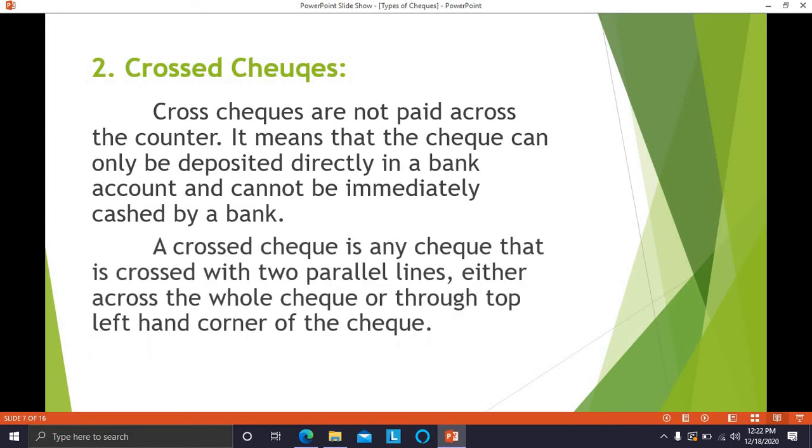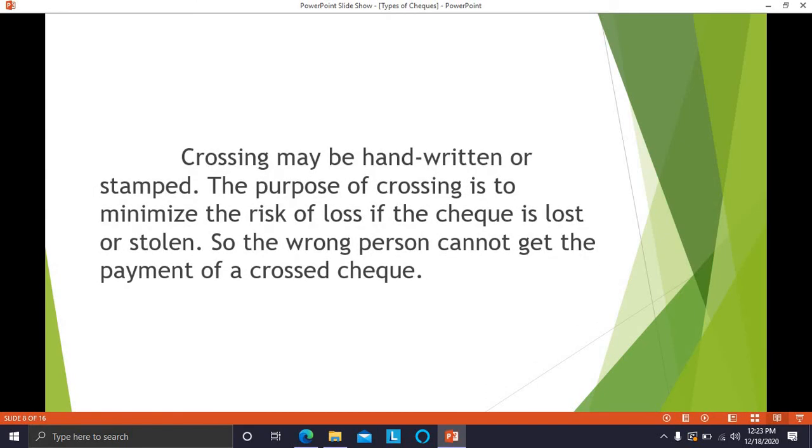A crossed check is any check that is crossed with two parallel lines, either across the whole check or in the top left hand corner of the check. Crossing may be handwritten, done by hand, or it may be stamped. The purpose of crossing is to minimize the risk of loss if the check is lost or stolen, so the wrong person cannot get the payment of a crossed check.